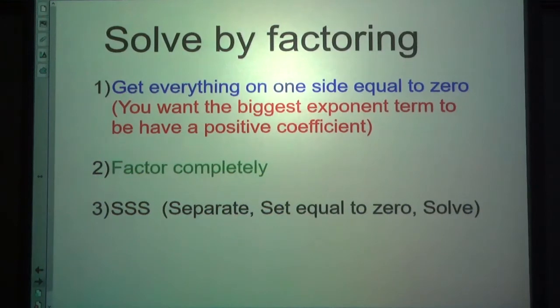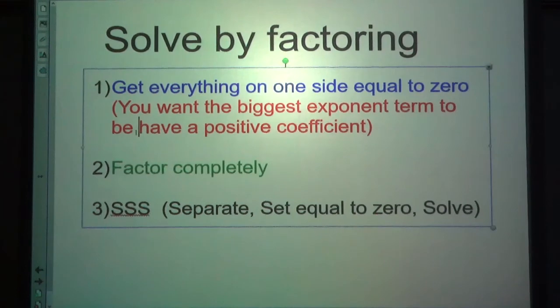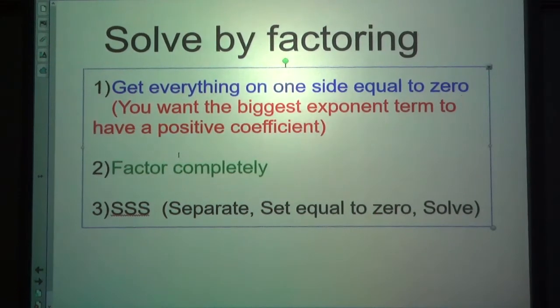All right, so here are the basic rules here. And this works for all of our solve by factoring. Step 1, solve by factoring. Number 1, get everything on one side so that it's equal to 0. You're going to want the biggest exponent term to have a positive coefficient. I was typing it differently at first and wasn't paying attention.